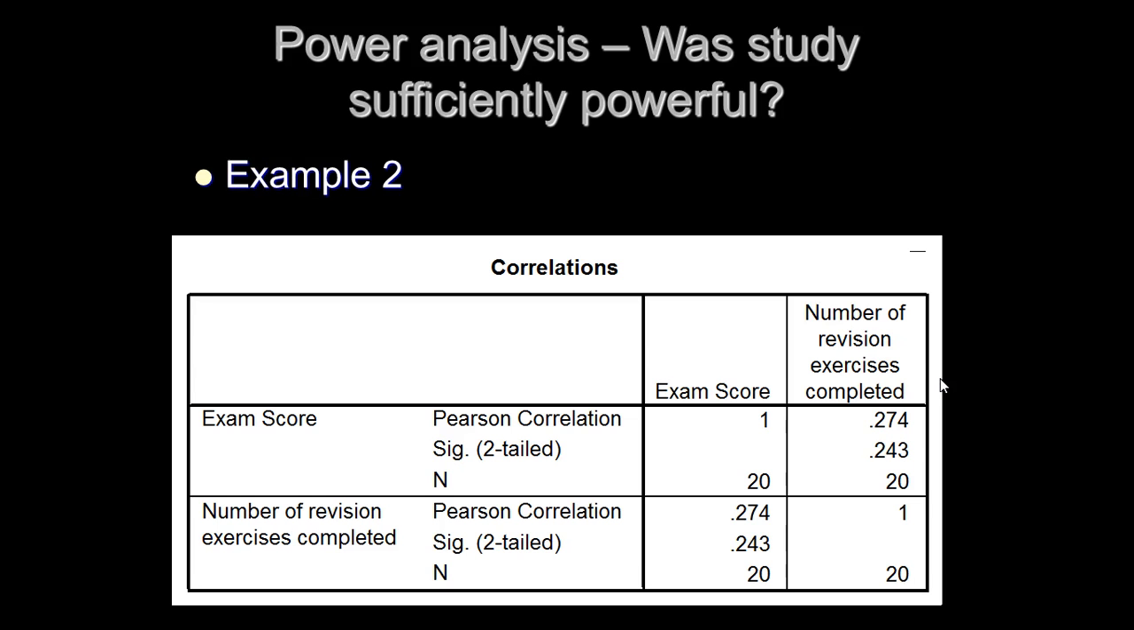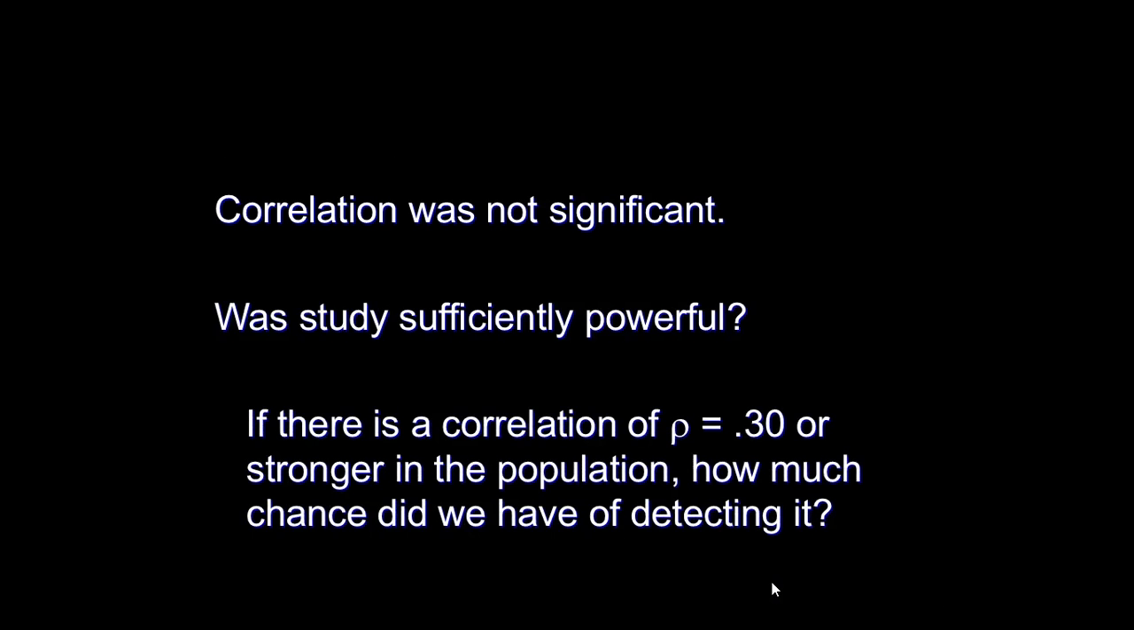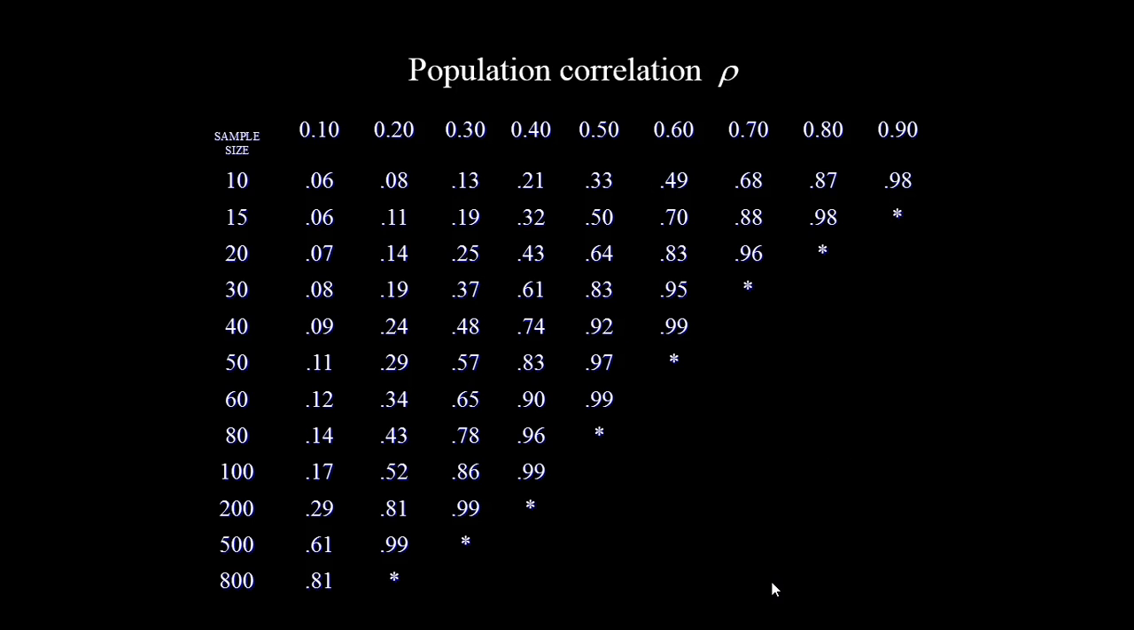Okay, let's look at a second example. This time we have a correlation of 0.27. It's not significant, and we only had a sample of 20. The correlation was not significant. Was the study sufficiently powerful? If there is a correlation of 0.3 or stronger in the population, how much chance do we have of detecting it? We find our 0.3 column, we find a sample size of 20, and we can see that there's a 25% chance of detecting a correlation of 0.3, which is too low.